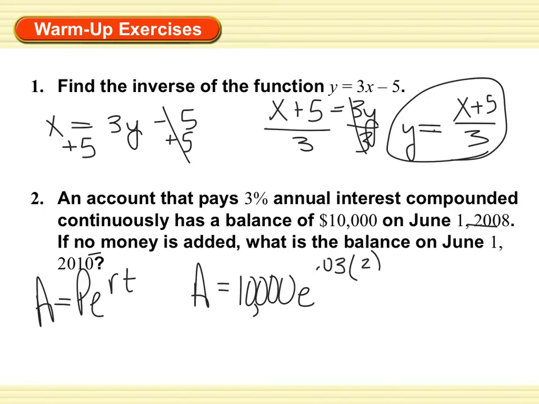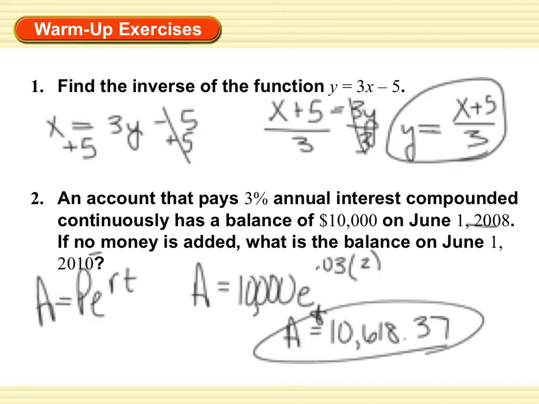Handy dandy calculator. 10,000 times E to the 0.03 times 2. That would be $10,618 and 36 cents, actually 37 cents. Cool. All right, into the lesson.